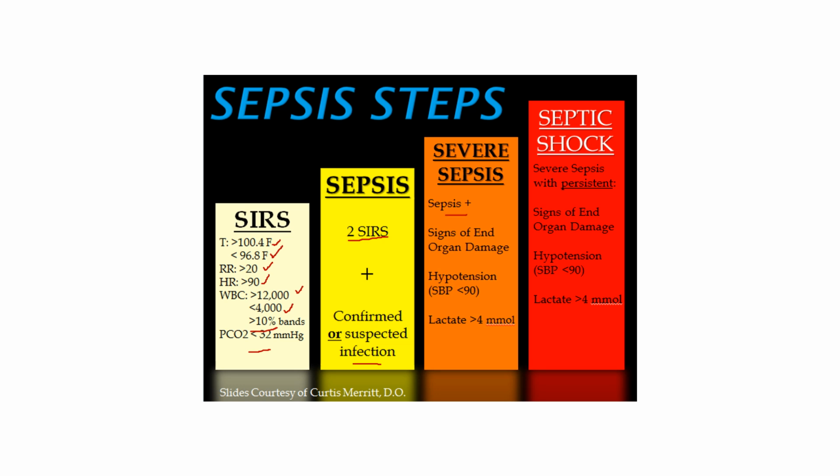So along with sepsis, that is two SIRS response with the source of infection, there is also end organ damage. End organ damage like AKI, okay? For example, AKI, you call that severe sepsis. In that, there is hypotension and there is lactate, okay? Lactate is high also in shock. So what differs severe sepsis and septic shock? Septic shock means the severe sepsis with persistent signs of end organ damage, hypotension and lactate.